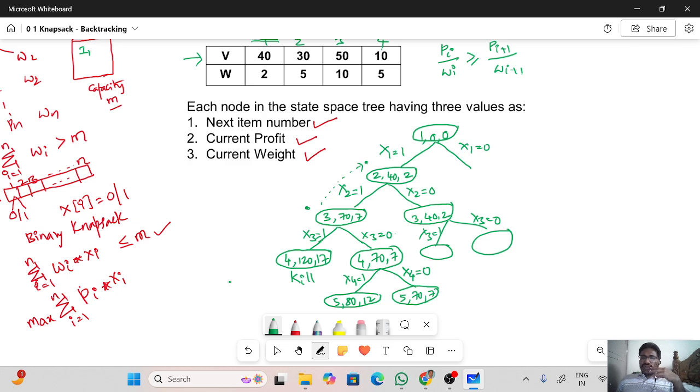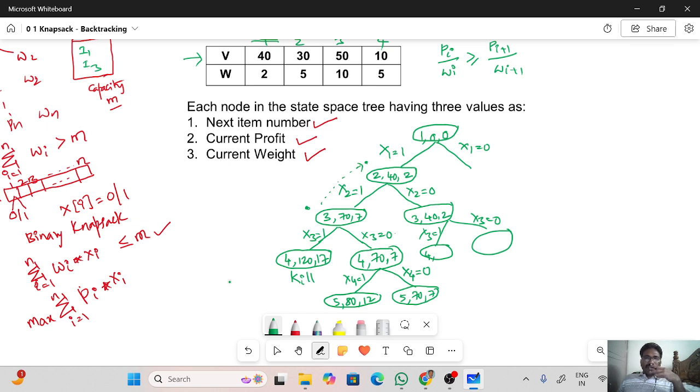What about x3 equal to 1? Nothing, but I am going to consider the next item. If the third item is placed into the knapsack, what is this path? 1 placed, 2 not placed, 3 placed. Sorry, third item, not the fourth item. I placed item 1 and item 3.